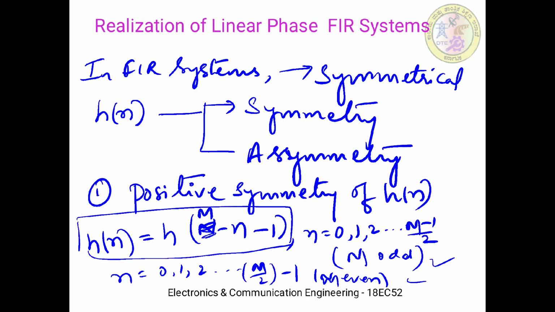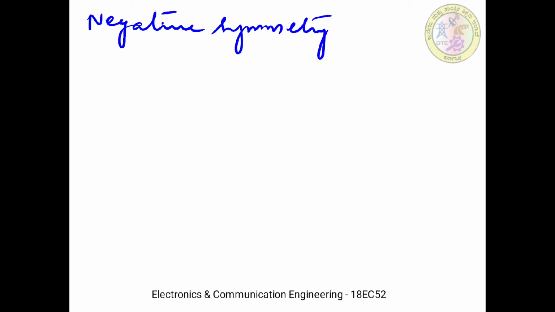Similarly, the negative symmetry of the impulse response is defined as h of n equal to minus h of M minus n minus 1.